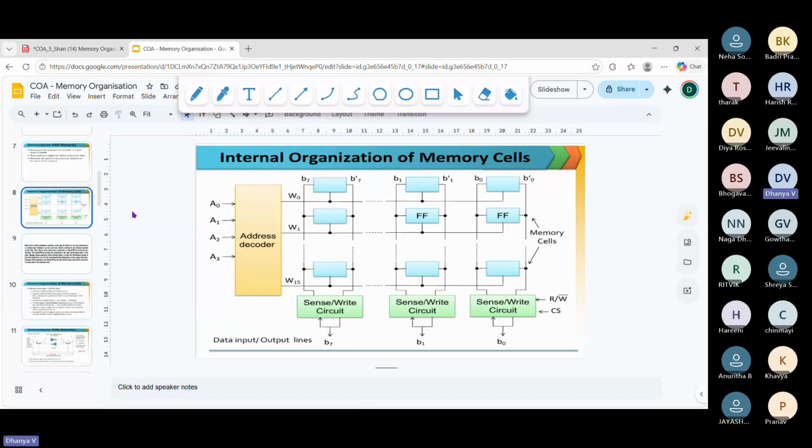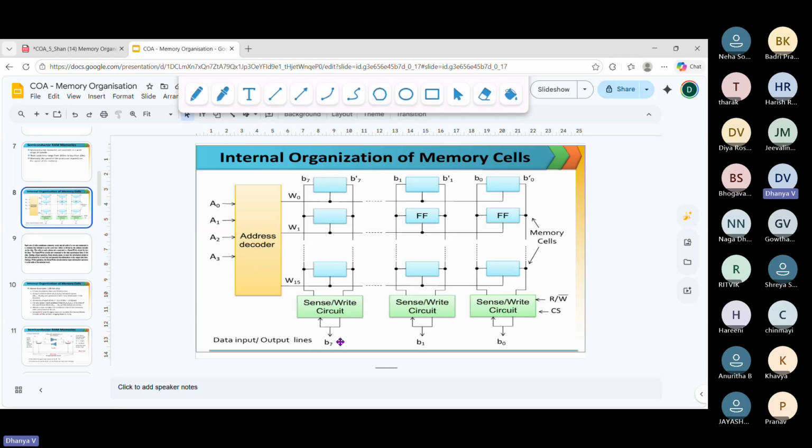Yeah, I'll repeat quickly. I told you that there are four address lines, so there are 2 power 4 locations, which is 16 locations. When you're reading something, based on that address, any one of these 16 locations will be chosen, right? The data in that location will be sensed by the sense or write circuit. So you're reading the data that is there, and it will be sent to your output lines.